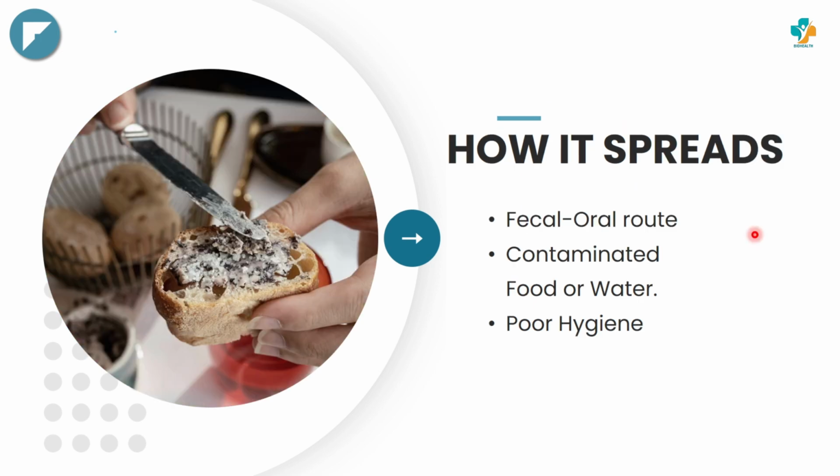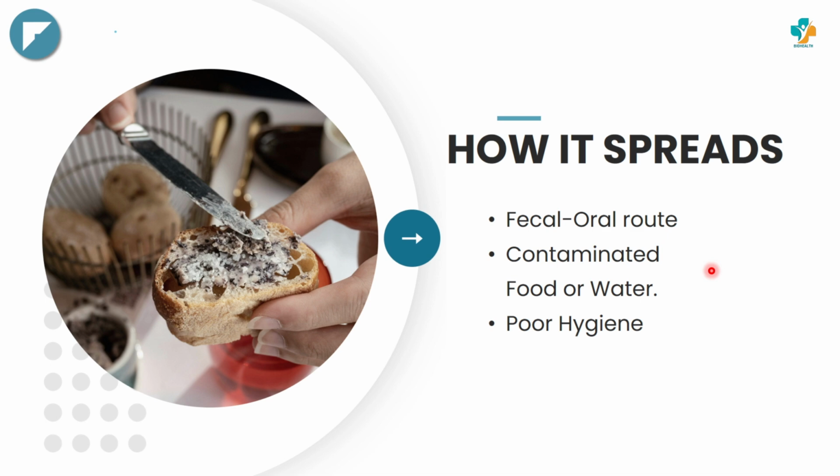So polio spreads through the fecal-oral route, which means the virus leaves one person's body through feces and enters another person through contaminated food or water. Poor sanitation and hygiene make it easier for the virus to travel. After entering the body, the virus doesn't stop here. It begins to attack the nervous system.